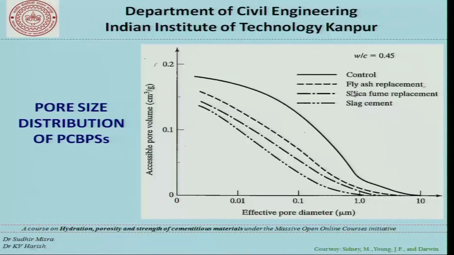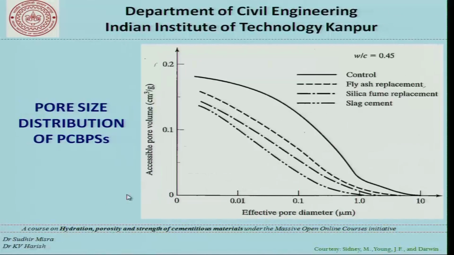Now what you find is that in this graph 4 curves are shown, of which we will see only the control and fly ash, and we will see the rest after we discuss slag and silica fume. So when you compare the control with the fly ash replaced mixture, the fly ash replaced mixture has a lower pore size range, and also the diameter of the pores is lower. In this figure you find that the fly ash curve is more or less parallel to this curve, indicating that the pore sizes in the mixtures are much lower, and the accessible pore volumes are also much lower.